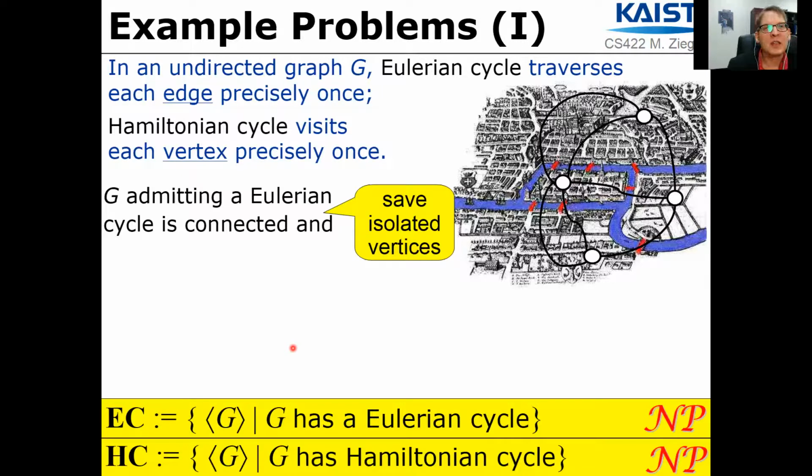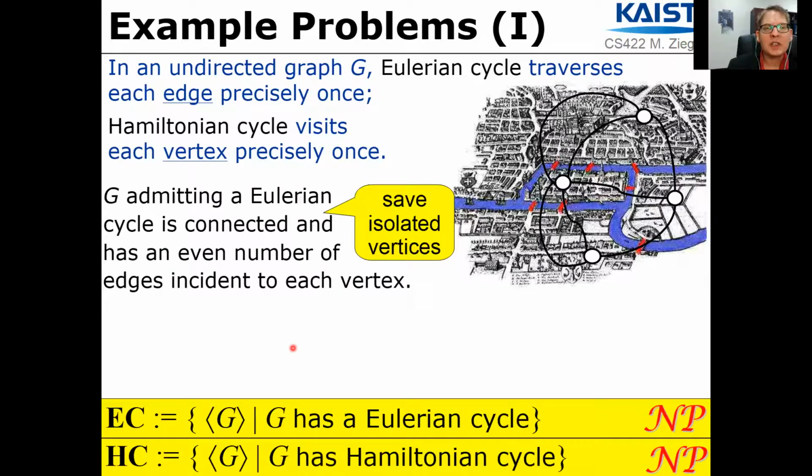So let's just suppose the graph has no isolated vertices. Then being connected is a necessary condition. And another necessary condition is that every vertex has an even number of edges incident to it. Let me say that again. It's necessary for a graph to have a Eulerian cycle that every vertex has an even number of undirected edges incident to it. Why is that so?